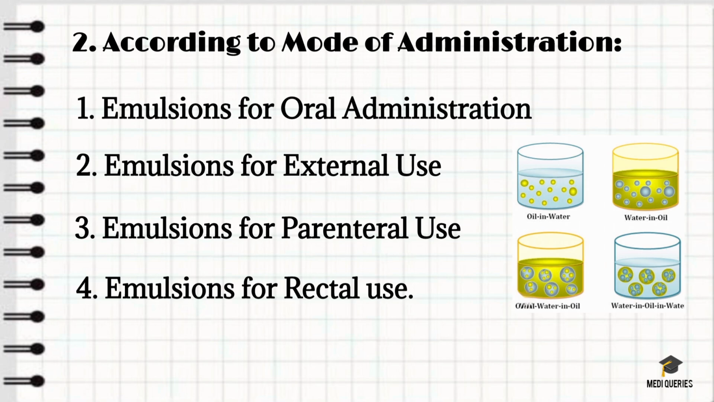The third one is emulsions for parenteral use. These are used to administer fat soluble vitamins such as A, D, E and oil soluble hormones, because their administration in this form is very rapid. The fourth one is emulsions for rectal use. These are used in the form of enemas for the evacuation of the bowels. Starch mucilage is generally used in the preparation of enemas here. So this is all about the classification of emulsions.